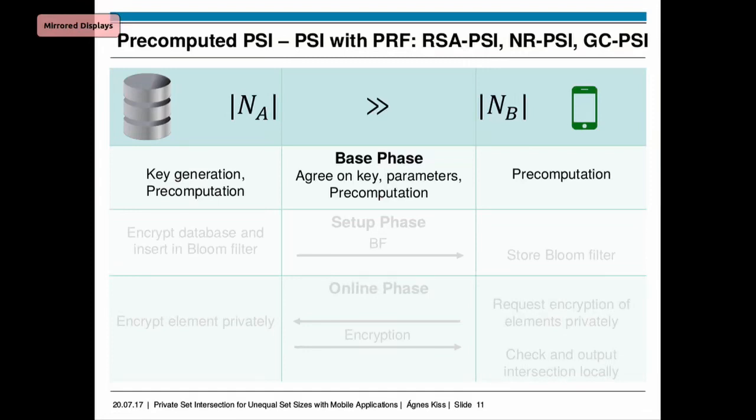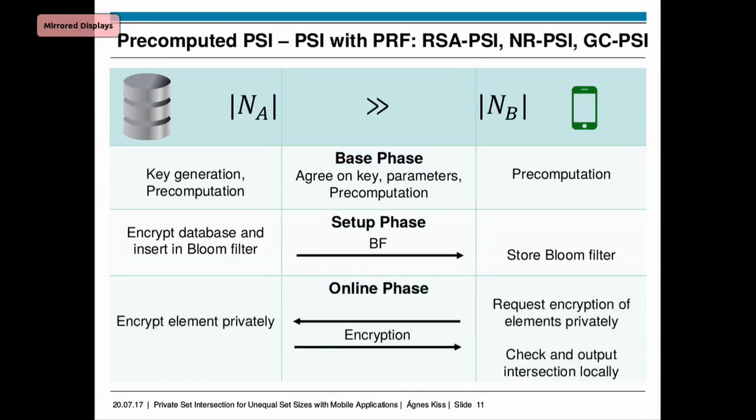And so the high-level overview: we have a base phase where we just do pre-computation that doesn't depend on the data. We agree on the keys, on the parameters, and do some pre-computation. And then in the setup phase, the server will encrypt all its database and insert it in the Bloom filter, and send the Bloom filter over to the client, who then stores this Bloom filter.